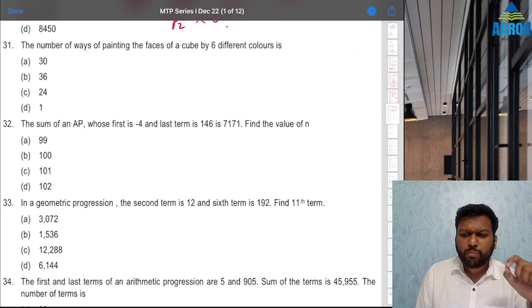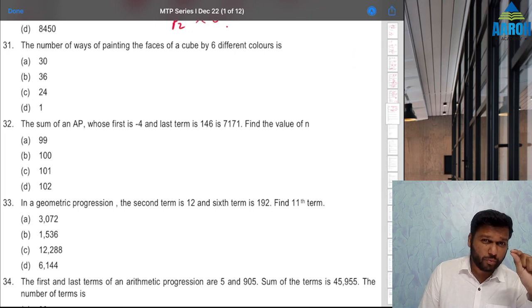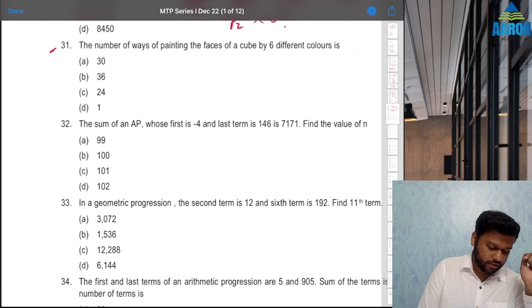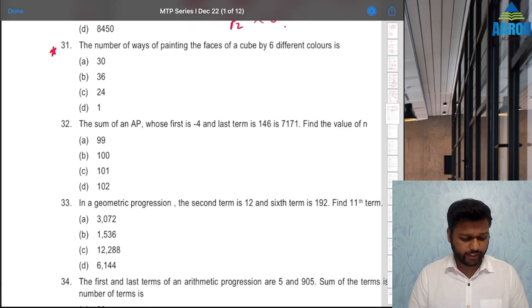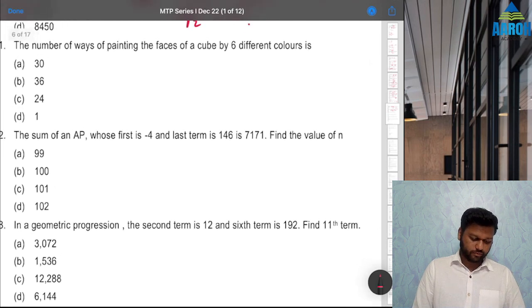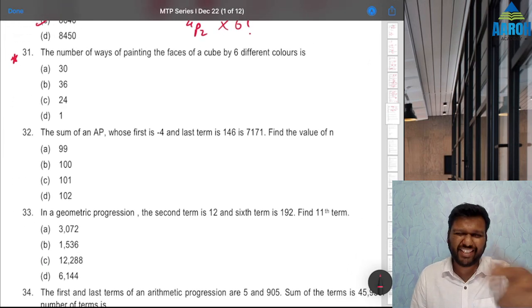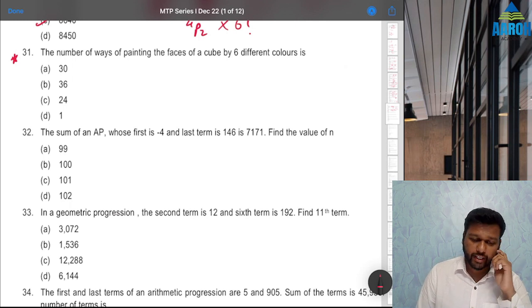31. Number of ways of painting the faces of a cube by 6 different colors. Okay, this is a good question. Mark it. This is a really good question. Concentrate carefully. Now a cube. Let's assume a dice. Regularly we call it dice only.